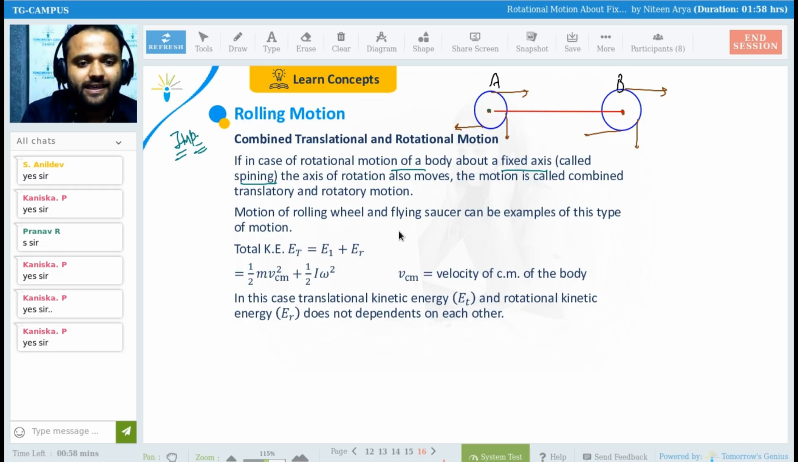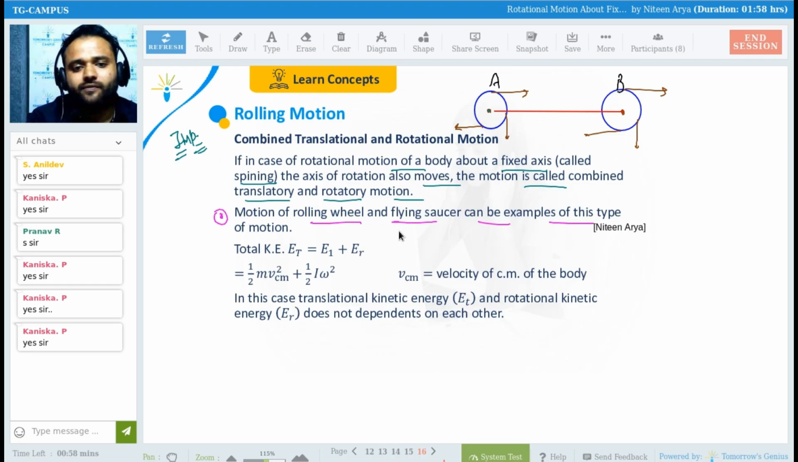So if, in rotation of a body about a fixed axis, called the spinning axis, the axis of rotation also moves, the motion is called combined translatory and rotatory motion, that is known as rolling motion. Most rolling wheels and a flying saucer can be examples of this type of motion. When a footballer kicks the ball, that ball does the rotational motion as well as the translation motion.